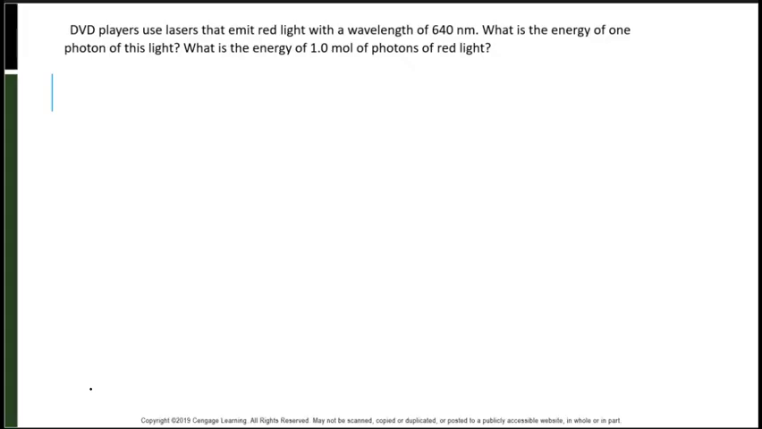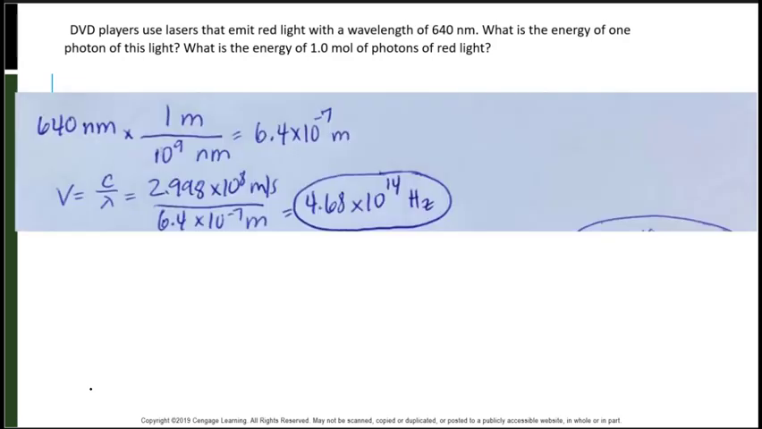So let's look at this problem. DVD players use lasers that emit red light with a wavelength of 640 nanometers. What is the energy of one photon of this light? What is the energy of 1 mole of photons of red light? Let's work through it. 640 nanometers. Again, anytime I see nanometers, I want to get to meters. There's 10 to the 9th nanometers in 1 meter, so that would be 6.4 times 10 to the negative 7th meters.